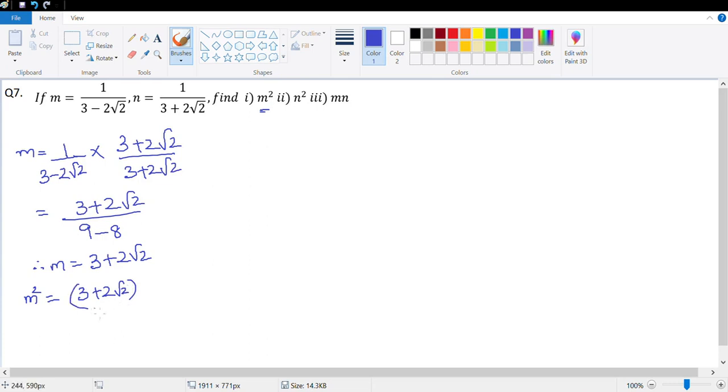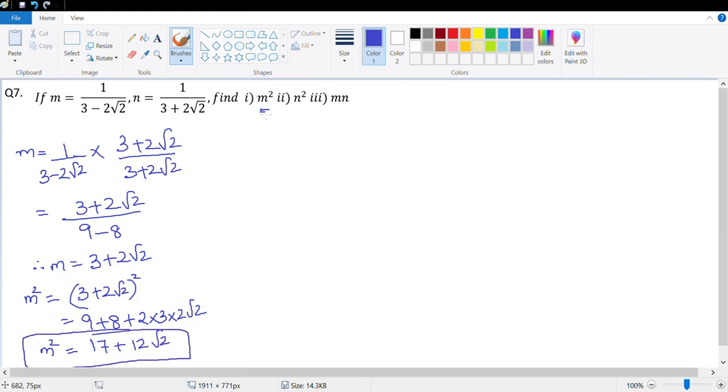Now this is x plus y whole square, so that's x square plus y square, which is 2 root 2 whole square, that's 2 into 2, 4 into 2, that's 8, plus 2 times 3 into 2 root 2. So m square is equal to 17 plus 3 into 2, 6 into 2, 12 root 2. So first part of the question done, m square we figured out. Let's look at the next part of the question, n square.